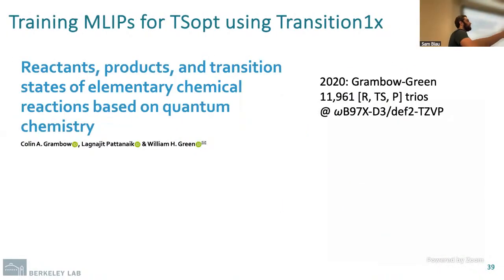So, all right, we've got everything we need to actually start doing some chemistry, except an MLIP, right? You need an MLIP which actually is accurate for the transition state region or for the types of reactions that you might care about. A few years ago, Grambow and Green released this data set of reactant, transition state, product trios, almost 12,000 at a pretty good level of theory.